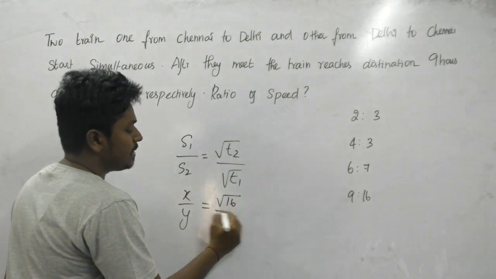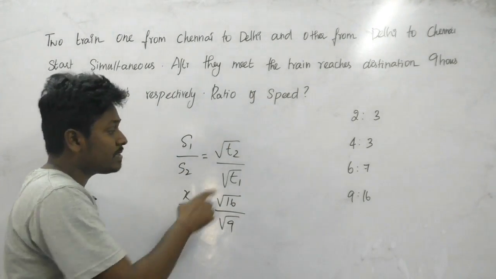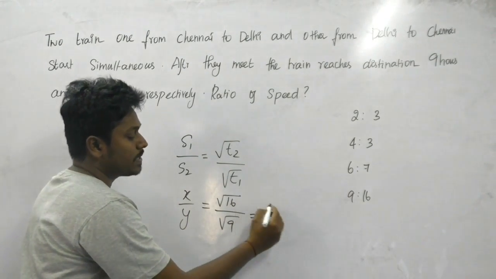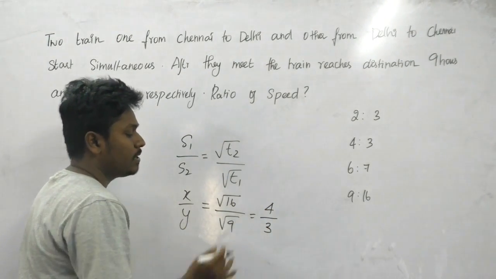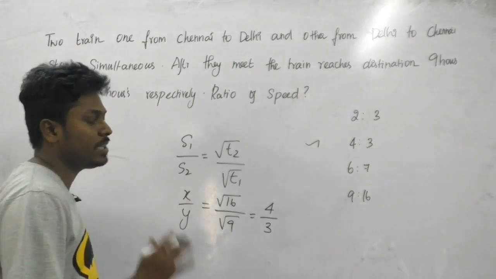So root of 16 divided by root of 9. Understood friends? T2 is root of 16 and T1 is root of 9. Root of 16 is 4, root of 9 is 3. So 4:3 will be the ratio. We can directly go and take the answer as 4:3.